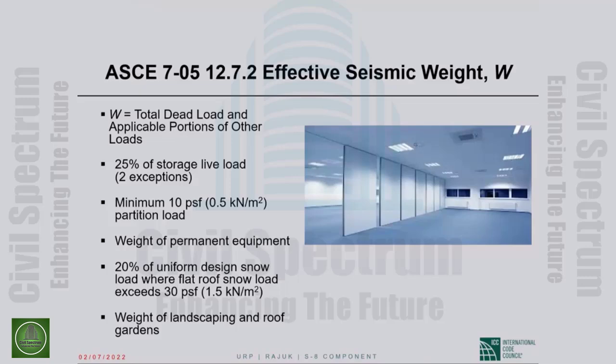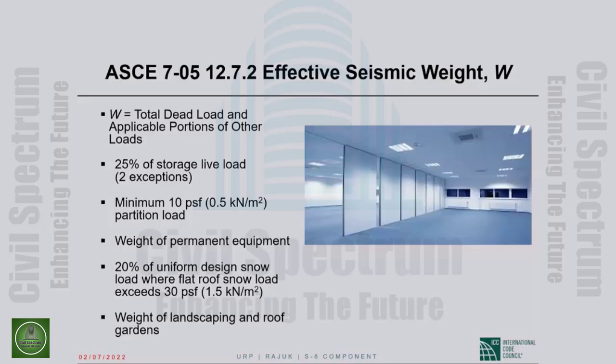So ASCE 7-05 definition of effective seismic weight, as I'm calling it, okay? Total dead load and applicable portions of other loads. Total dead load, of course, and applicable portions of other loads. So applicable portions of other loads are 25% of storage live load. There are two exceptions to that. So if it is a storage facility, we will include 25% of the live load in seismic weight. Minimum 10 pounds per square foot partition load.